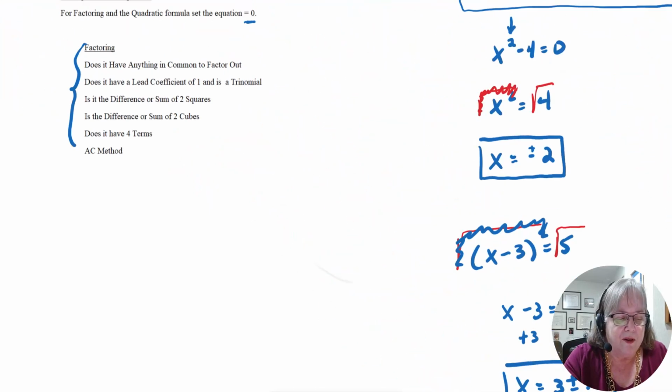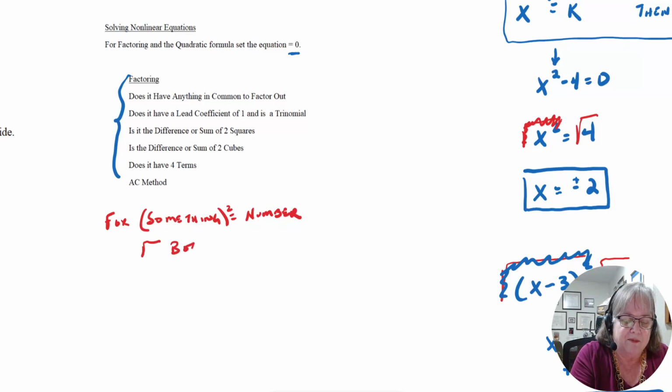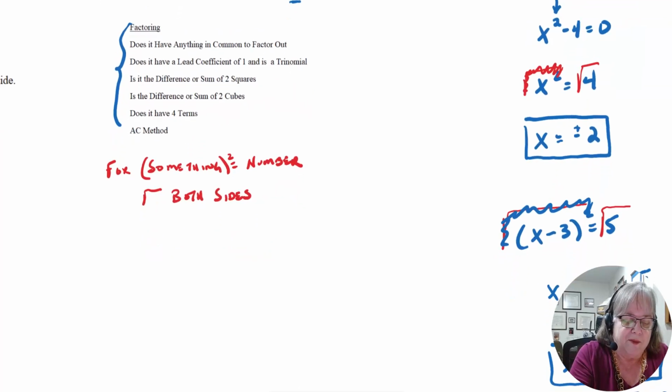So if you look here at our list, if you have something squared equals some number, then what you're going to do is square root both sides. And like I said, you don't have to make it complete sentences or a paragraph, but you're certainly welcome to do it. Square root both sides. Talking and writing. Okay. Don't forget the plus or minus.